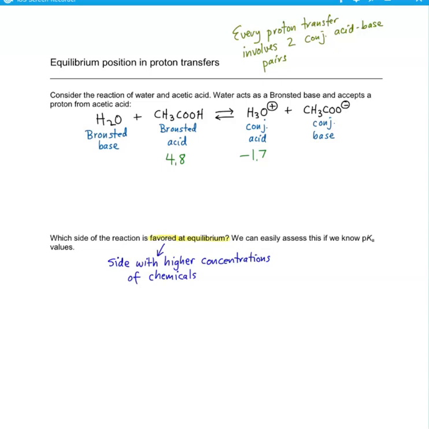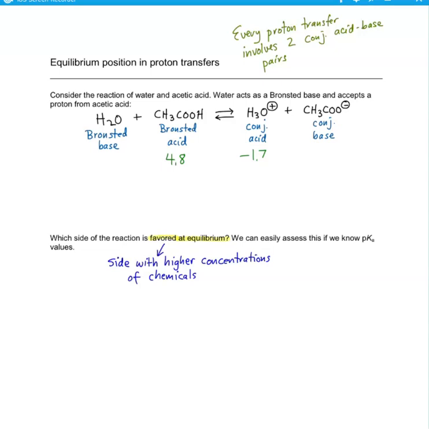So in organic chemistry, almost anything can function either as an acid or a base, depending on what it's around. It's just how likely is that to happen, and that's where the pKa values come in. All right, so let's look at these two. Now, what do these numbers tell us?